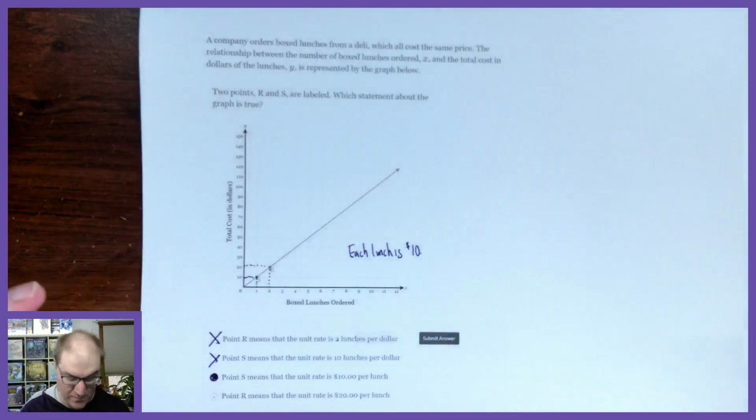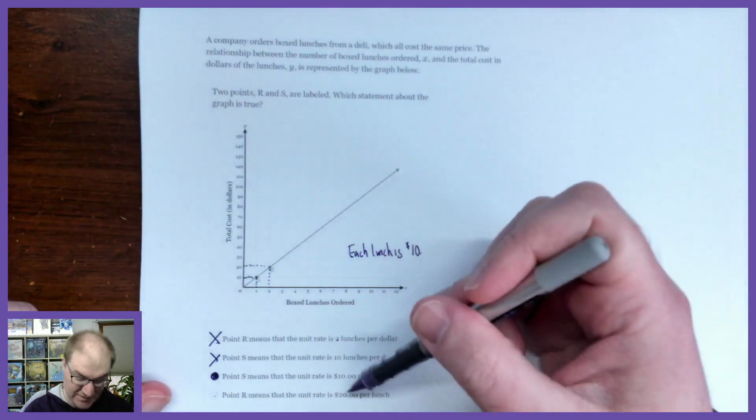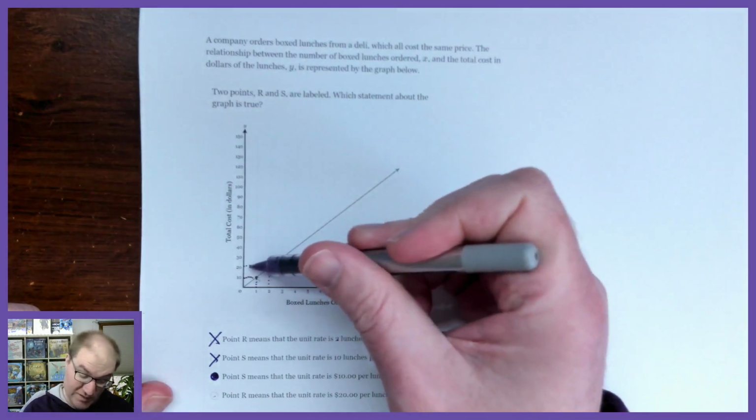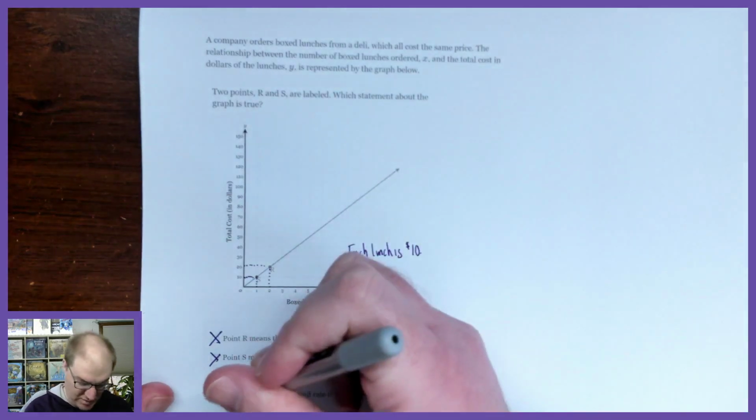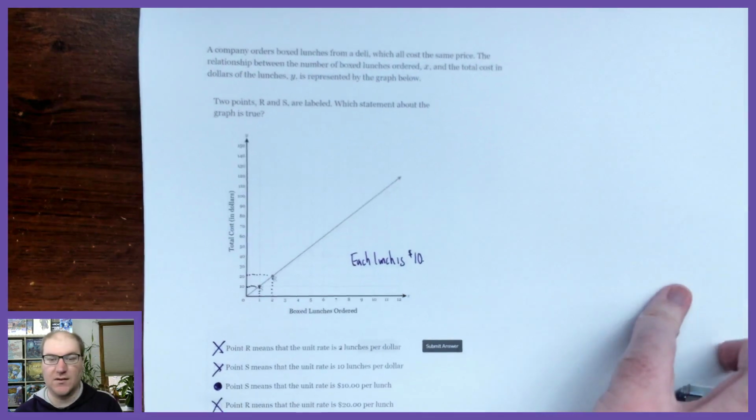Let's just confirm. The fourth choice says point R means that the unit rate is $20 per lunch. Well, this one's almost right. The unit rate is not $20 per lunch. The unit rate is $20 per 2 lunches, or $10 a lunch. So this one is the third choice.